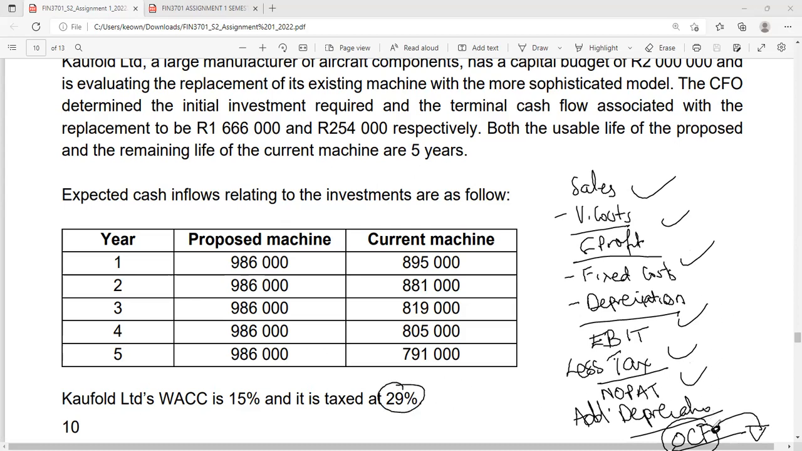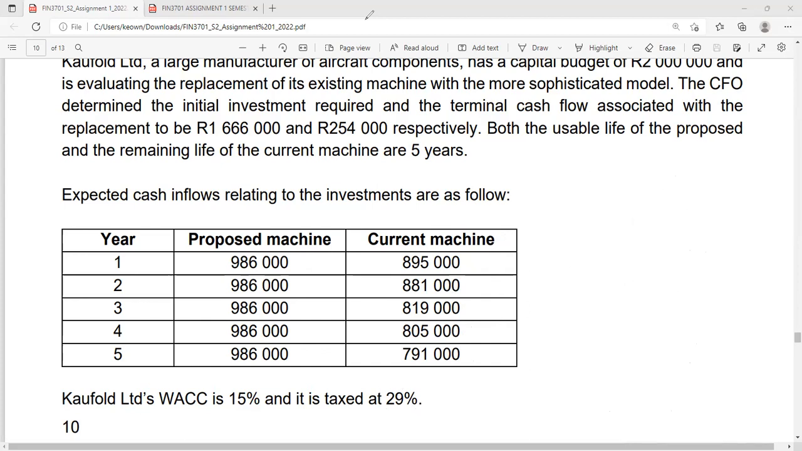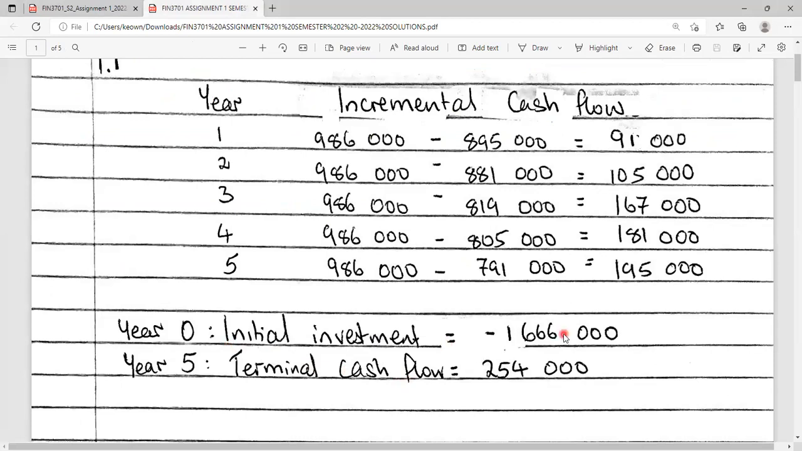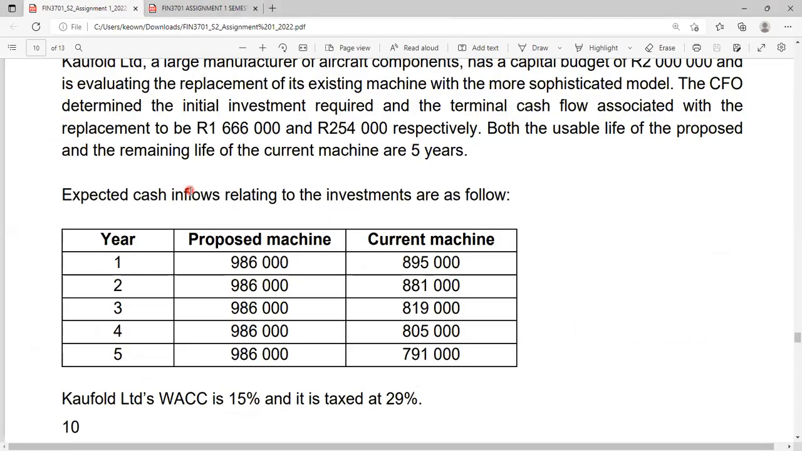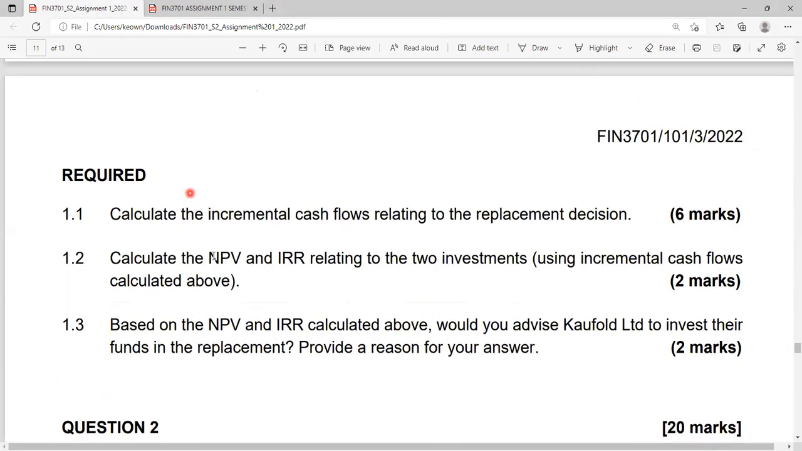You've already been given this answer for the proposed machine for each of the expected 5 years, and also this answer for the current machine for each of the expected 5 years. So if you subtract those two, that will give you the incremental cash flows for each year. So you subtract each of those values, and you don't have to worry about anything else. And then you can also just state what your initial investment is and also what your terminal cash flow is. So that's the first part of the question.